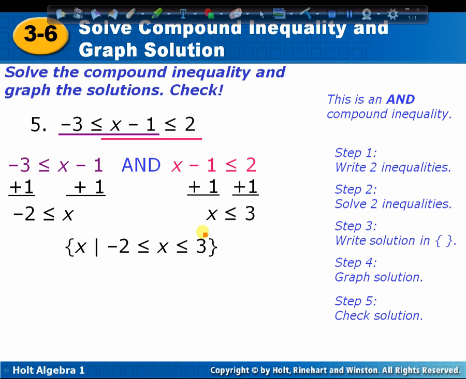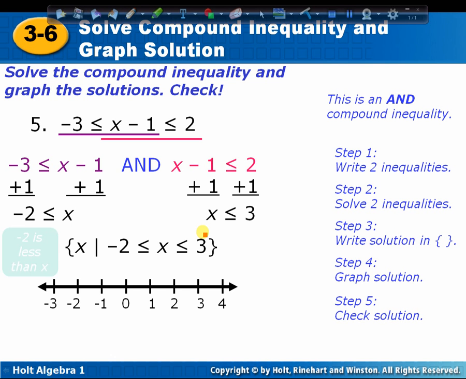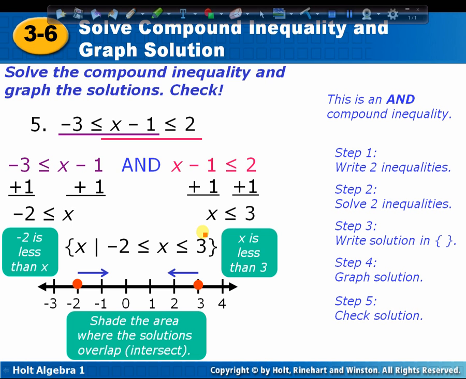So I've solved it, I've set it, now I'm going to graph it. So here's my graph. Take just a minute, pause the video if you need to get your number line down. All right, it's going to be a closed circle on the -2 and a closed circle on the 3, and it's an AND statement, so it's going to be shaded in the middle. So I've solved it, I've set it, I've graphed it. Now I'm going to check it.